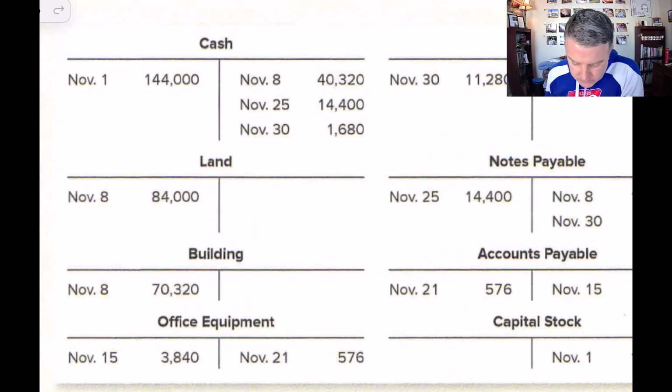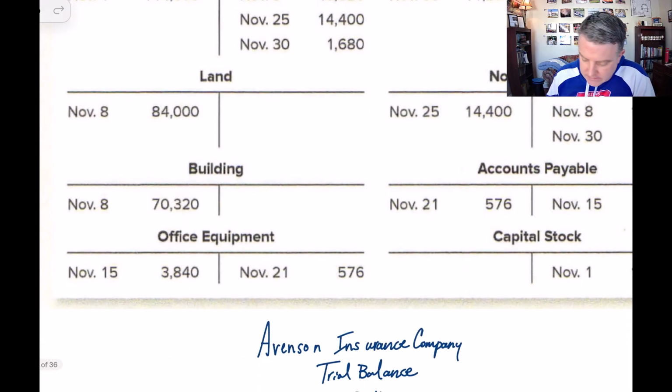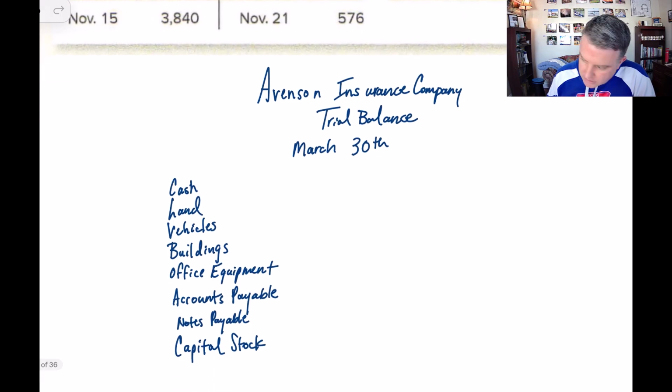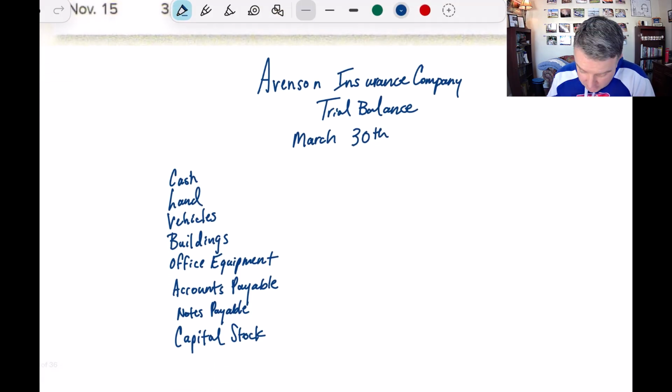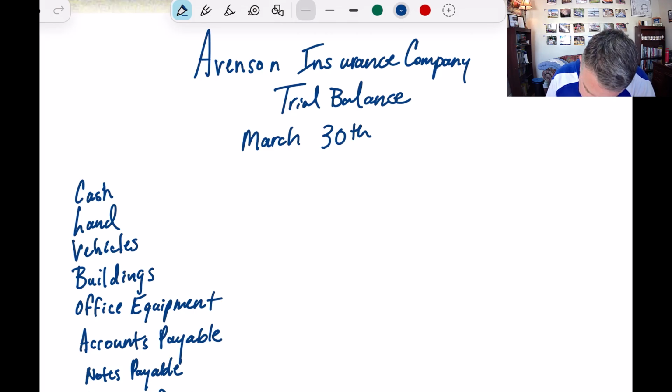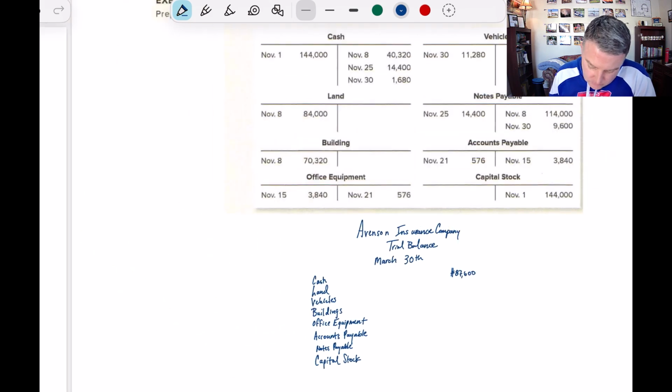So what do I mean here? I'm going to do 144,000, that's my debits. And then from that, I'm going to subtract 40,320, 14,400, and 1,680. So if I subtract from the debit of 144 the total of my credits, I get a debit balance, the debits are larger than the credits in this case, of $87,600. And that's what I'm going to write in my trial balance. I'm going to write that my cash account had a balance of $87,600.